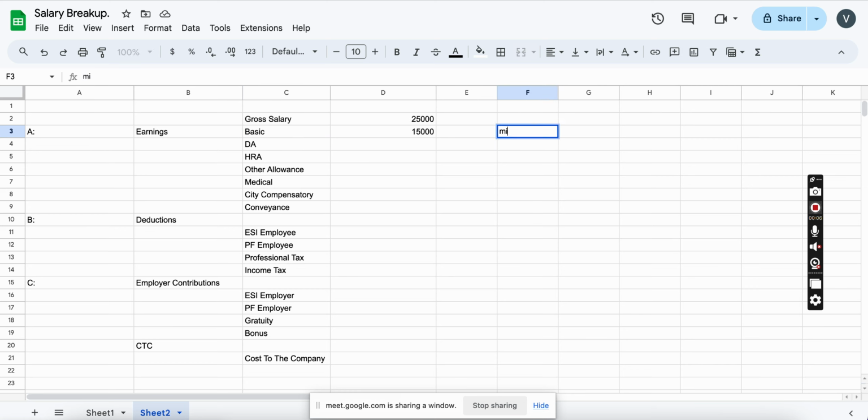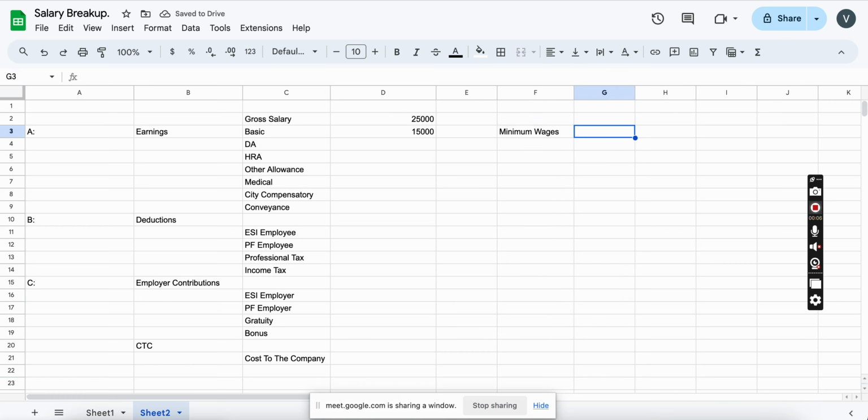Minimum wages is based on the state. Minimum wages is a state subject, not a central government subject. Every state has defined some basic and DA, employee-wise and category-wise, like skilled, unskilled, semi-skilled, highly skilled. Delhi has different minimum wages, Karnataka has different minimum wages, Tamil Nadu has different minimum wages. And it is revised annually, once a year.